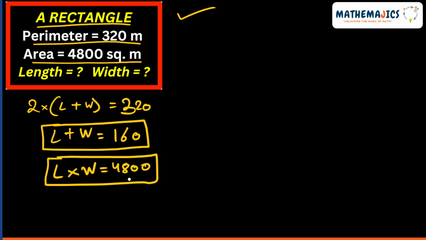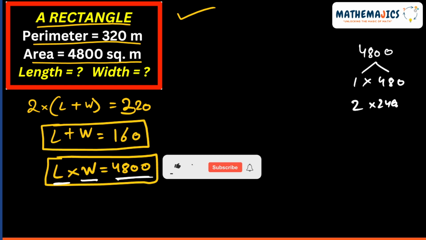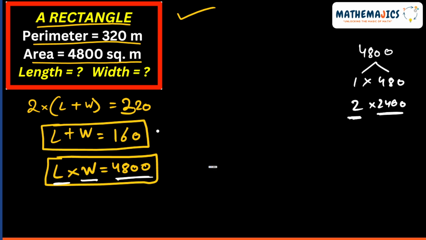See, the product of length and width is 4800. That means two numbers when multiplied give us 4800. That means we can find the factors of 4800. Yes. So let's find factors of 4800. 1 times 4800, 2 times 2400, right? Like this, we can find factors. And when we add the two factors of a factor pair, we should get 160, right?